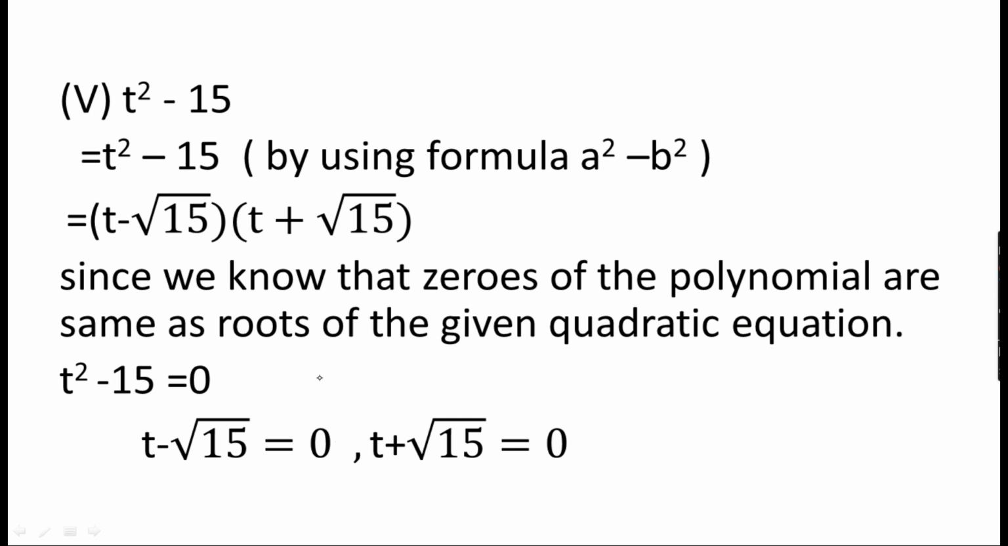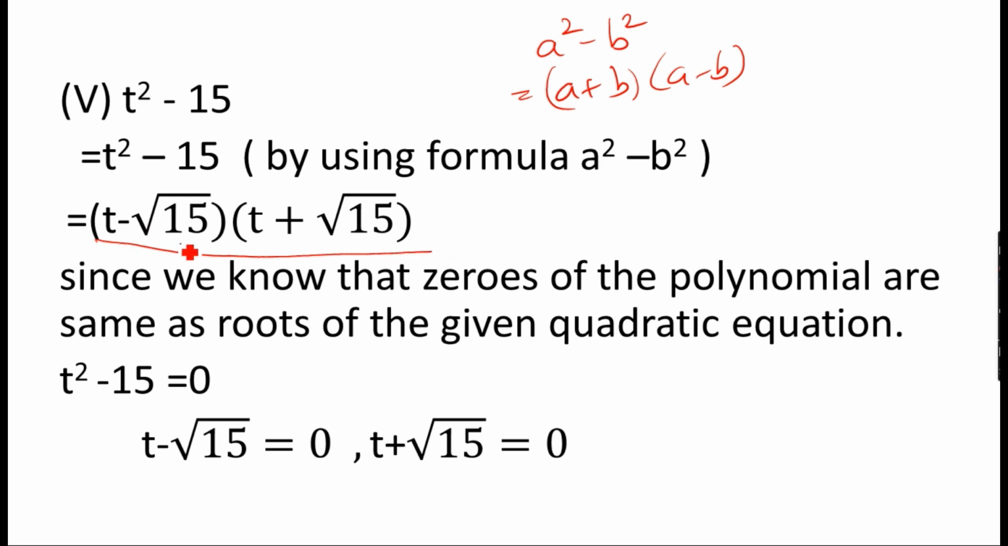Now, let's come to part 5 of this question. Here we are given t square minus 15. Using the formula, we know that a square minus b square is equal to (a plus b) and (a minus b). On putting the values in the formula, we get this equation: (a minus b)(a plus b). Since the zeros of the polynomial are the same as the roots of the given quadratic polynomial, t is equal to root 15 and t is equal to minus root 15.